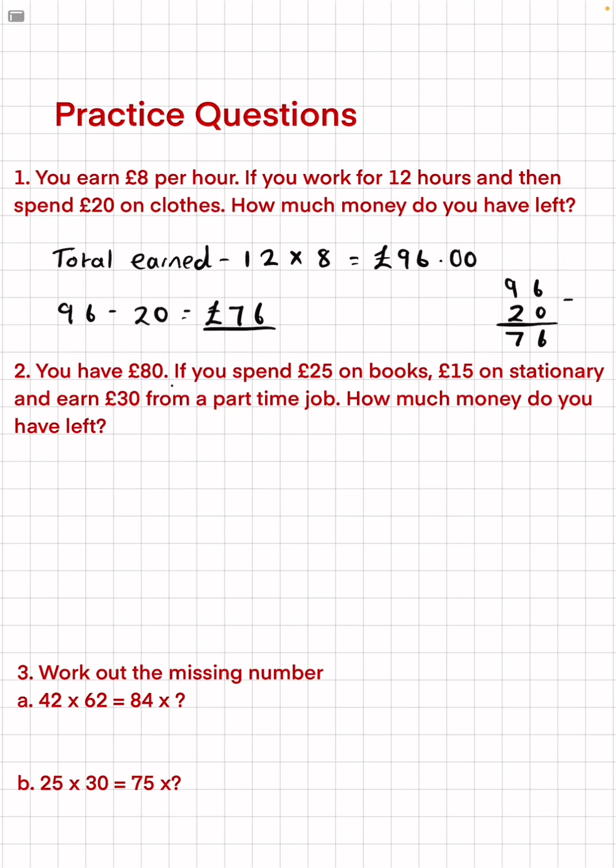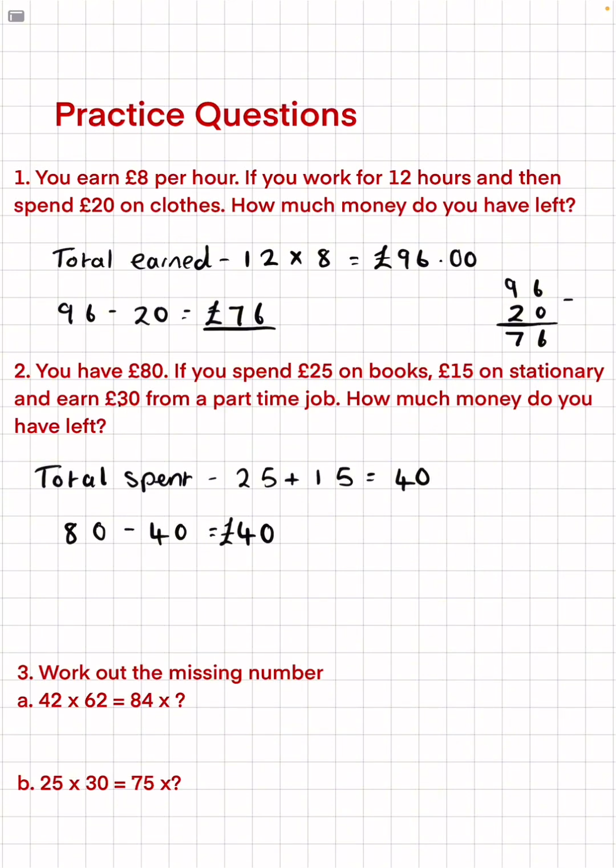Question 2 says you have £80. If you spend £25 on books, £15 on stationery, and earn £30 from a part-time job, how much money do you have left? Let's work out how much we've spent first. So the total spent is 25 add 15, which equals 40. Now if we subtract 80 minus 40, this equals £40.